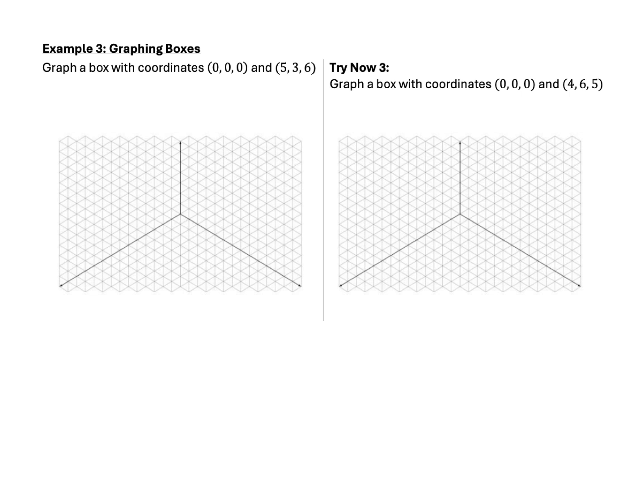Now let's look at how we can graph a box. A box is just an informal name for a rectangular prism. To graph a box with the coordinates 0, 0, 0, and 5, 3, 6, you can let the 5, 3, 6 be the dimensions of the box. So I need to start at my origin, 0, 0, 0, and that's always the intersection of the three perpendicular axes. And then let's go ahead and find 5 on the x-axis.